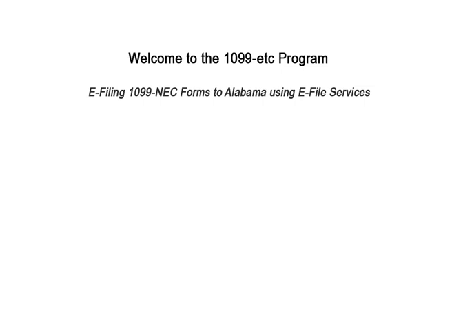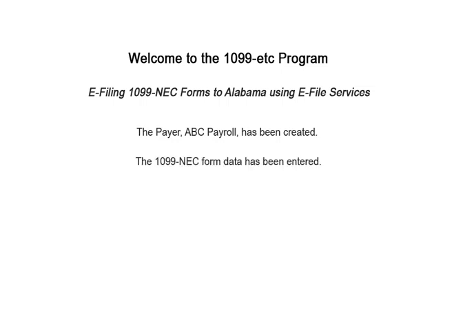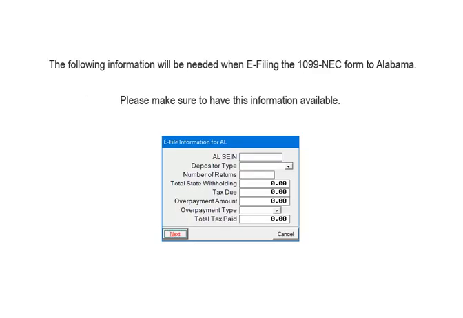This tutorial covers e-filing the 1099 NEC forms to Alabama using e-file services. To begin, the pair ABC Payroll has been created, and the 1099 NEC form data has been entered. The following information will be needed when e-filing the 1099 NEC form to Alabama. Please make sure to have this information available.